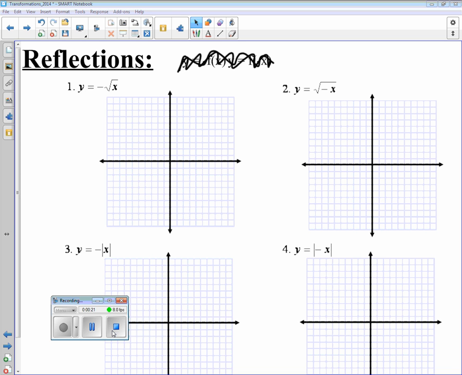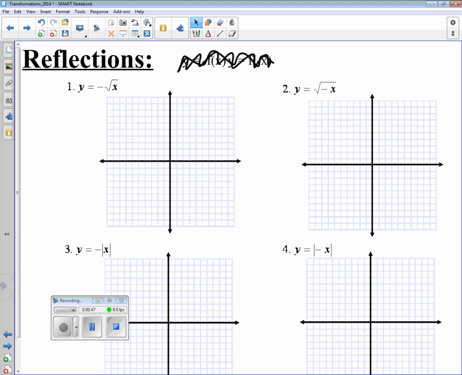Now, we transformed first by sliding. Is that correct? We slid first, and that's what you're going to do. You're going to slide first. Then, what are you going to do? Now you're going to reflect. We're going in the order in which you would actually perform these. So we're going to go ahead and reflect. And sometimes you can reflect first and then slide. That's okay too.